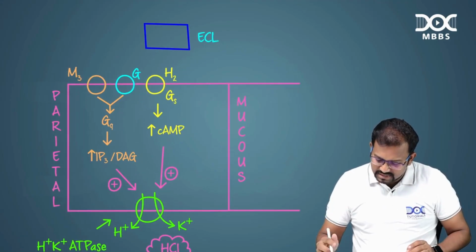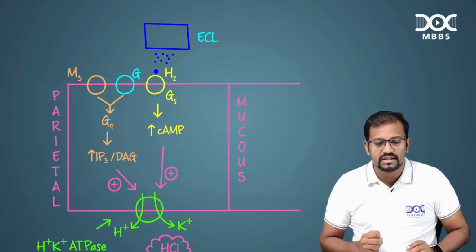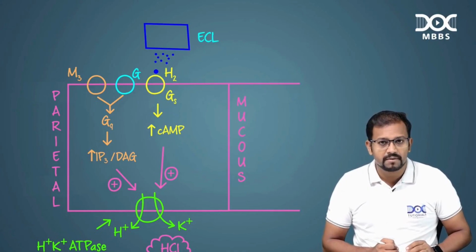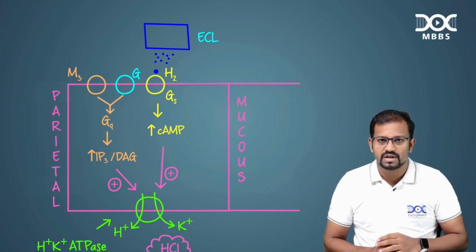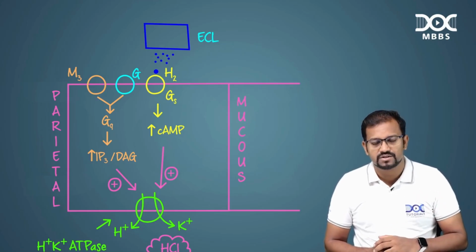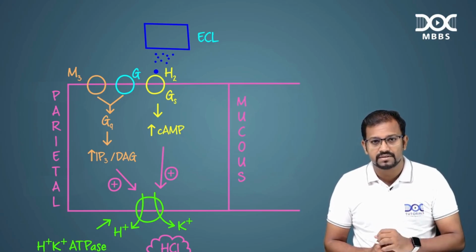From the ECL cells is where your histamine is going to be released, and this histamine in turn will bind with the H2 receptor, stimulate the histaminergic receptor, thereby increasing the gastric acid secretion. M3 is going to be stimulated by, we know that, right, acetylcholine. Acetylcholine is secreted out from the vagus nerve which is supplying the gastrointestinal tract. So from the vagus nerve, acetylcholine will be secreted, and that will bind with the M3 receptor on the surface of the parietal cells.